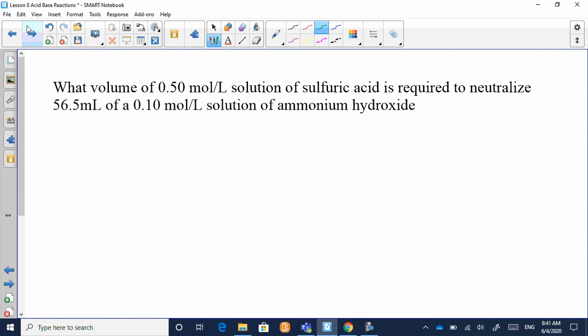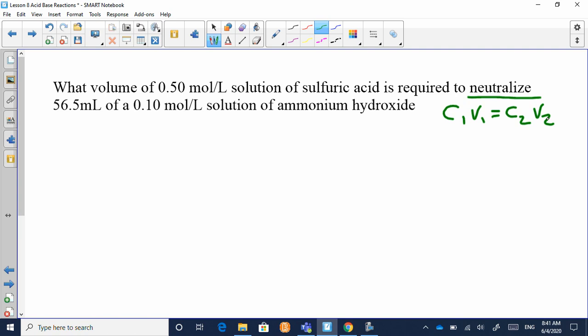So the question here is, what volume of a 0.5 mole per liter solution of sulfuric acid is required to neutralize 56.5 milliliters of a 0.1 mole per liter solution of ammonium hydroxide? Now, I want to highlight something before we start into this question, is that a lot of you may look at this question and say, oh, this is looking like a C1V1, C2V2 question, like a dilution question.